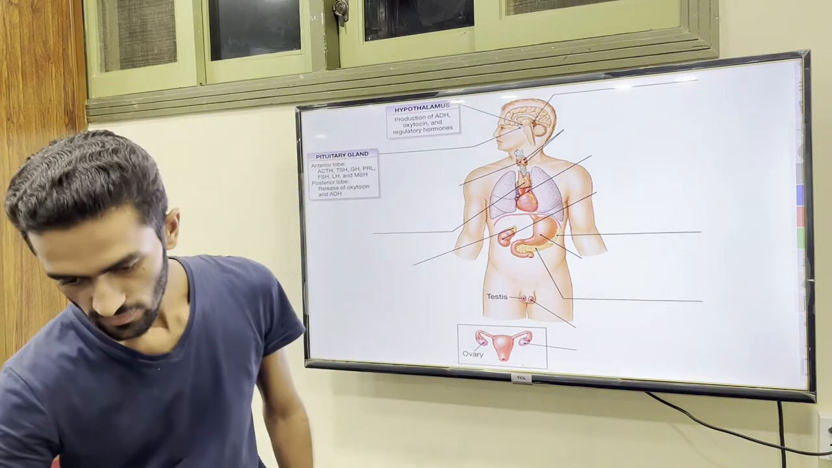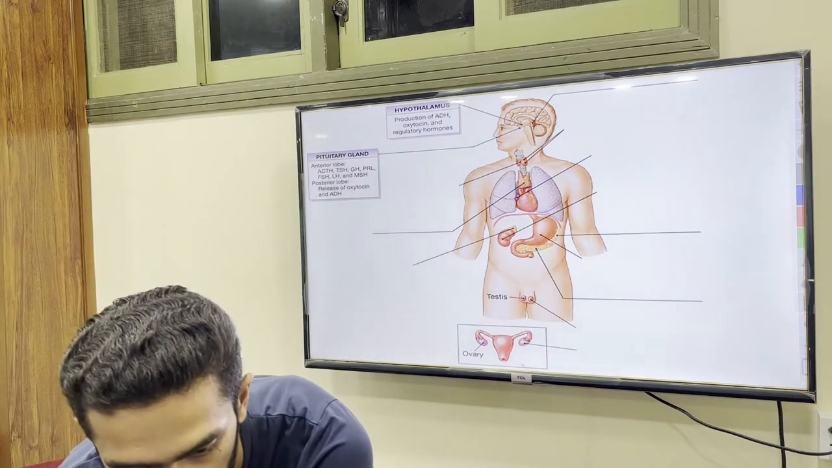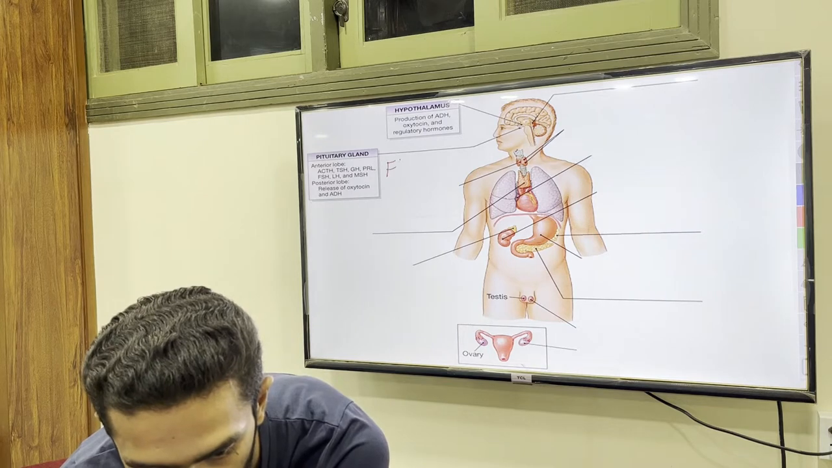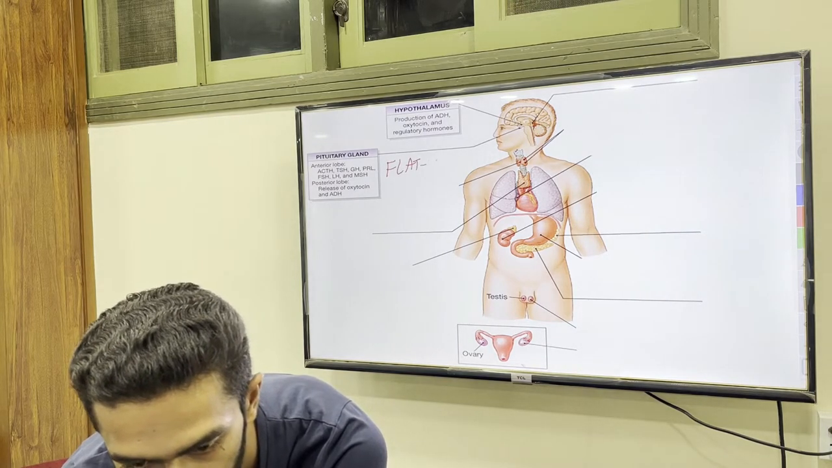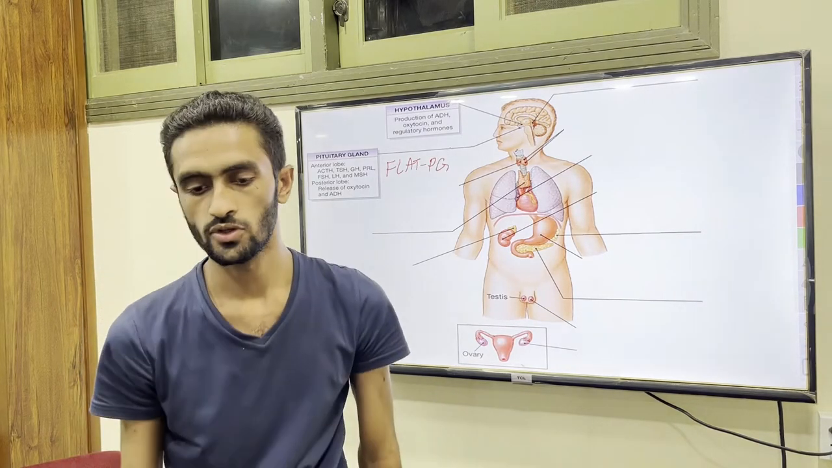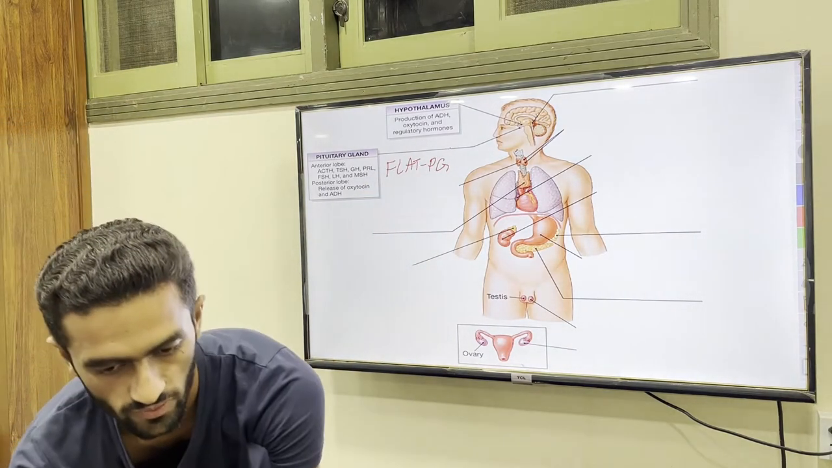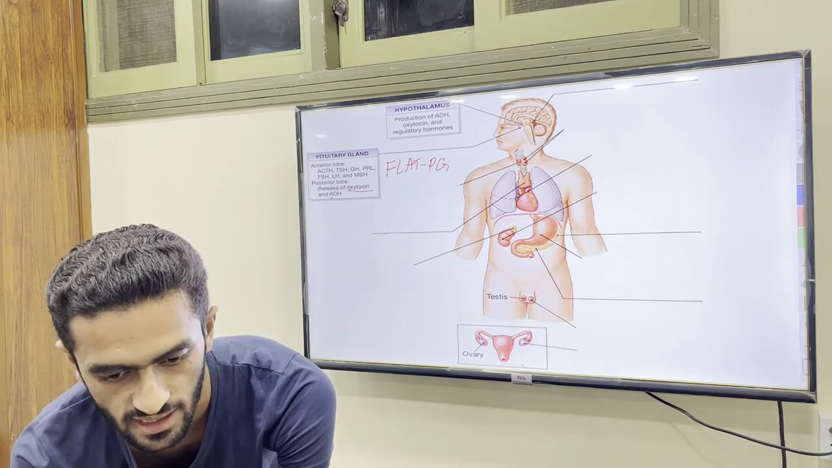To memorize the names of the anterior hormones, remember FLAT PG: FSH, LH, ACTH, TSH, prolactin, and G is growth hormone. In the posterior pituitary, you will find two hormones: one is oxytocin and the other is ADH.